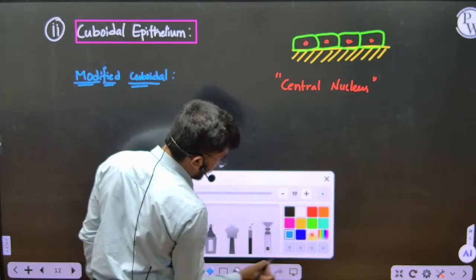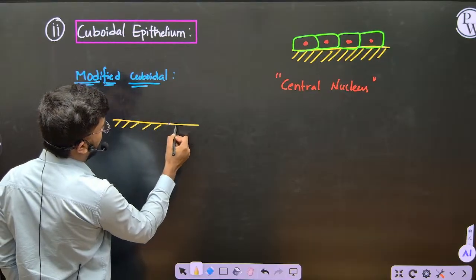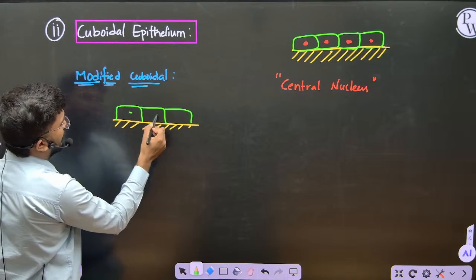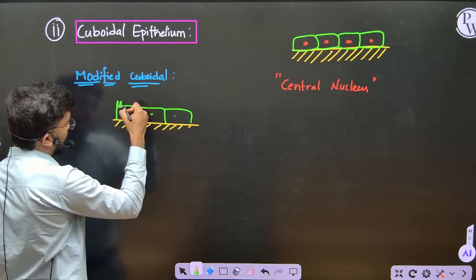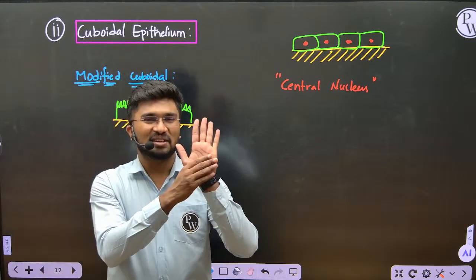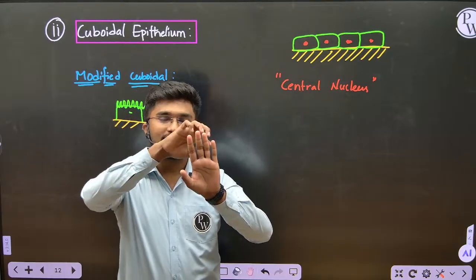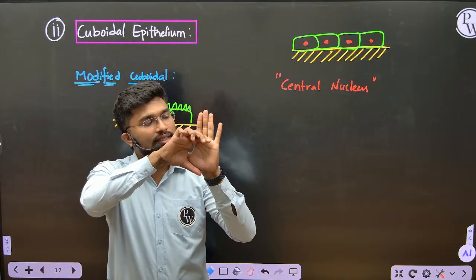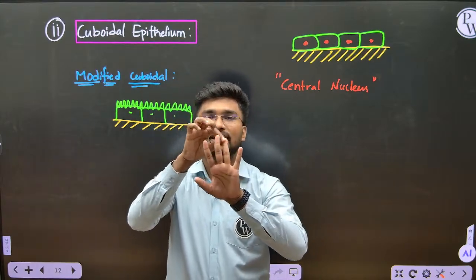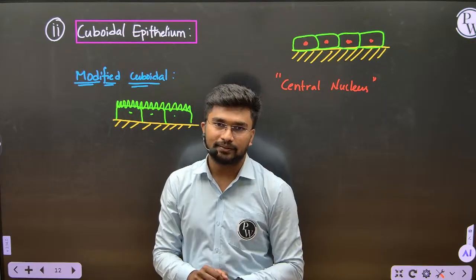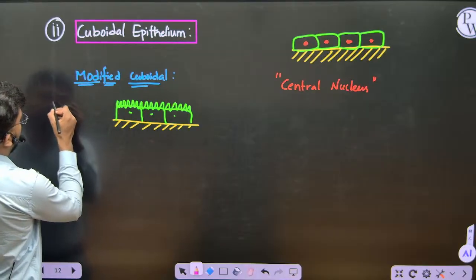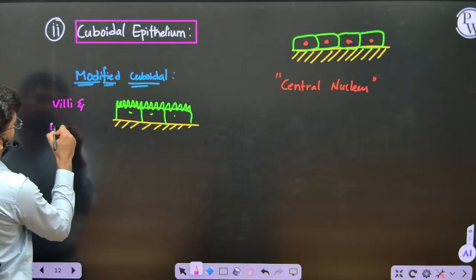What is that in the sense? Same thing: the basement membrane is present, and above it cuboidal cells are present. Then what modification, sir? It forms villi and microvilli on the surface like this. Cells of the cuboidal epithelium have undergone modification. They formed finger-like projections. Imagine my palm is the epithelium and my fingers are the modification. Villi, and on one villus, microvilli will be there. So it forms villi and microvilli.